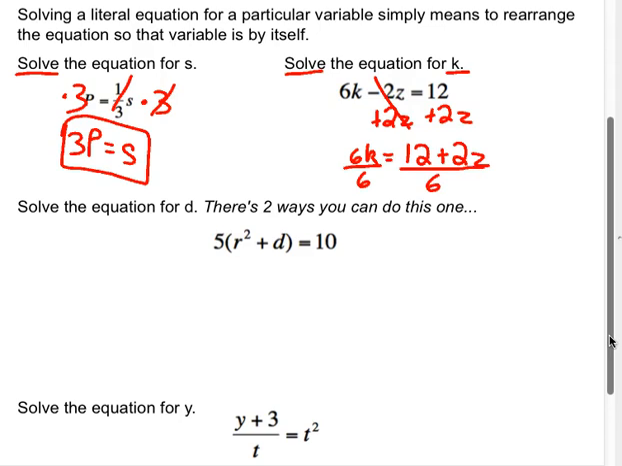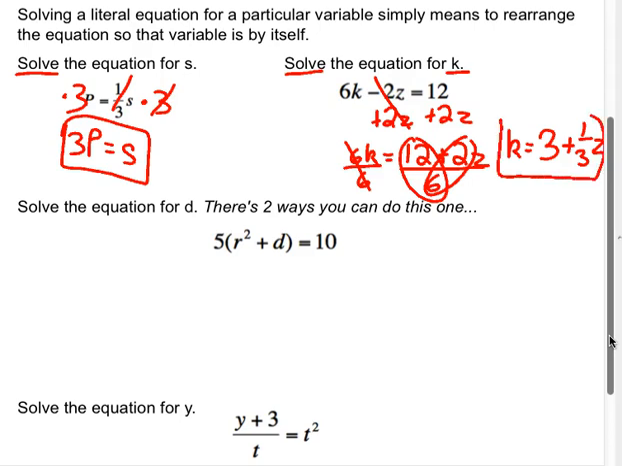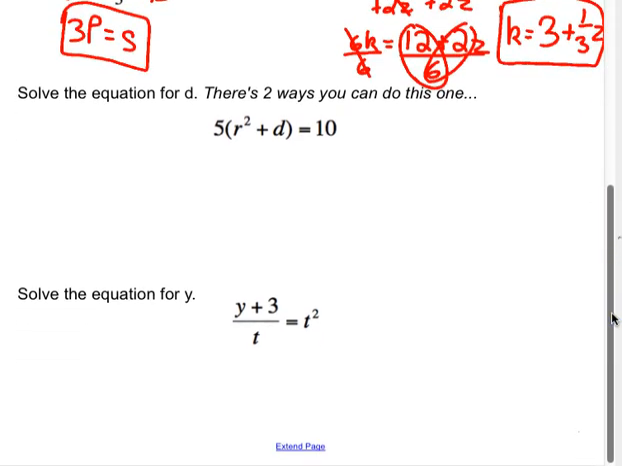So now that gives me k equals, well, 12 divided by 6 is 3. 2 divided by 6 is 1/3. So you can write it like that. Again, not too complicated, just making sure that you remember the steps necessary to get to where you want to go. Now this next one, like I said, sometimes there are multiple ways to get to a solution. I'm going to show you both of the ways to get d by itself in this case.